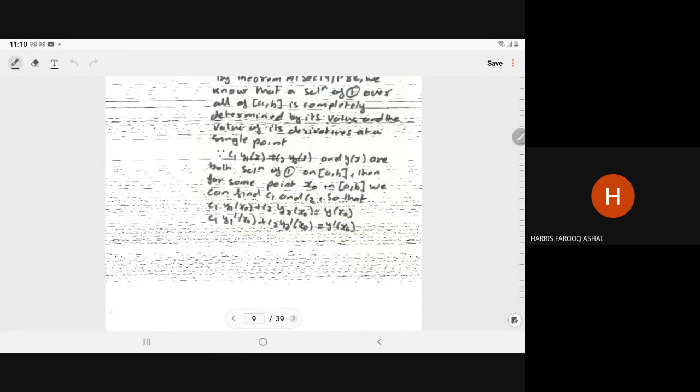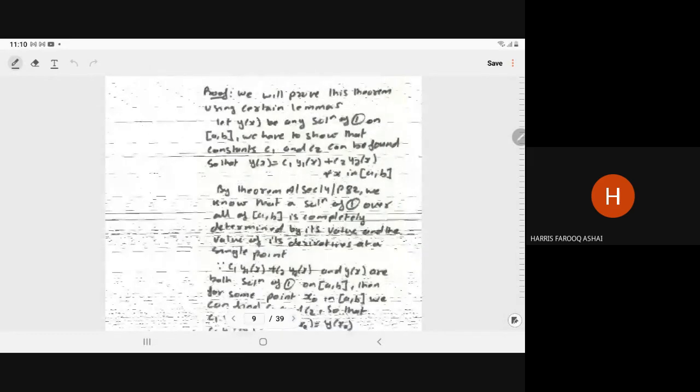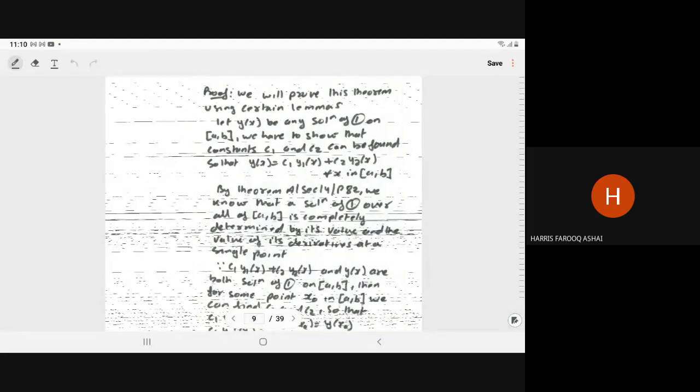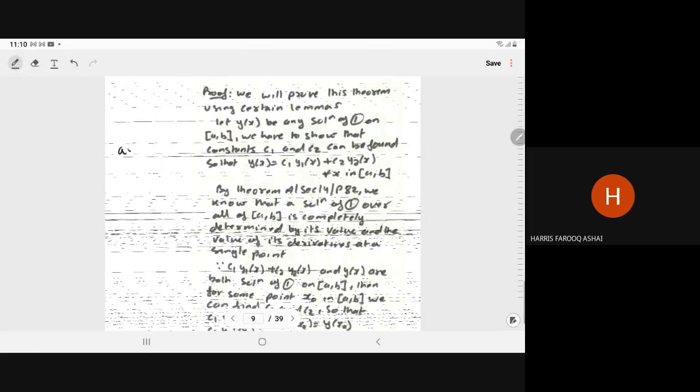So now we are moving to the proof of this. We will prove this theorem using a certain lemma. In the previous class I told you we have three terms in general: axiom, lemma and theorem. An axiom is a statement which we always assume is true. There is no requirement of proof.